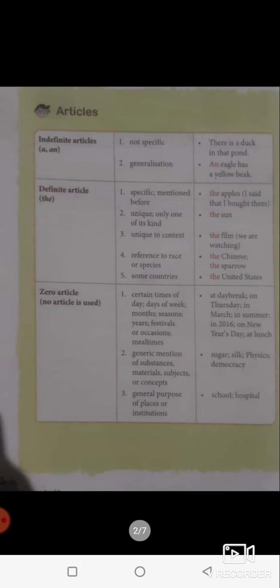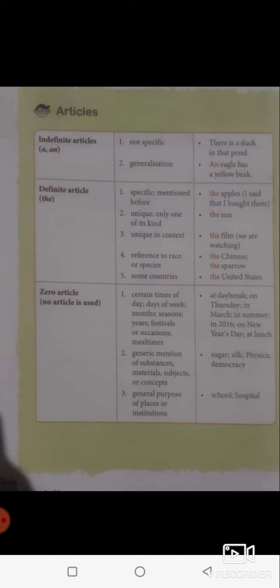So here we go. Articles, we know there are definite and indefinite articles. Indefinite articles are a or an. The definite article is the. There are places where zero article is used. Zero in the sense there is no article used. So let's see the indefinite article, not specified or not specific. It is generalization. We can just use a or an for any general thing, like there is a duck in the pond. It is not specified. Okay, there is a duck, there is a dog on the street, there is a cat in my house. So these are not specified.